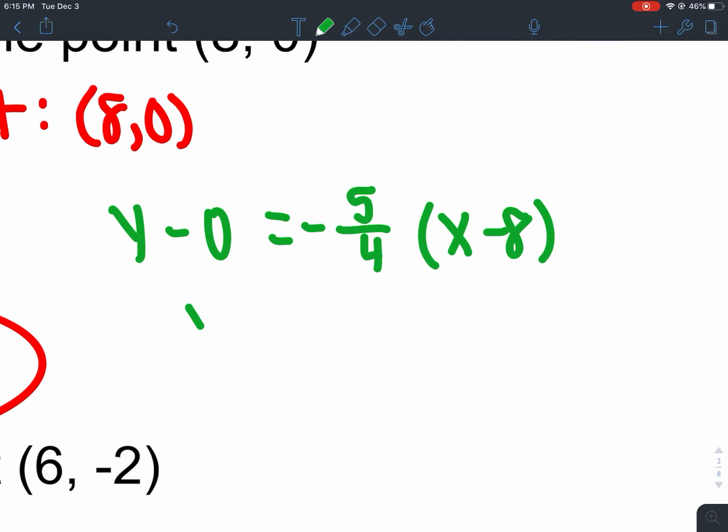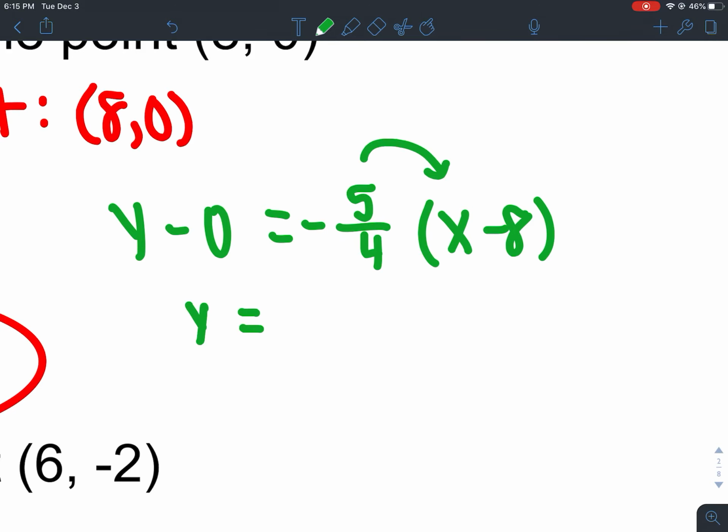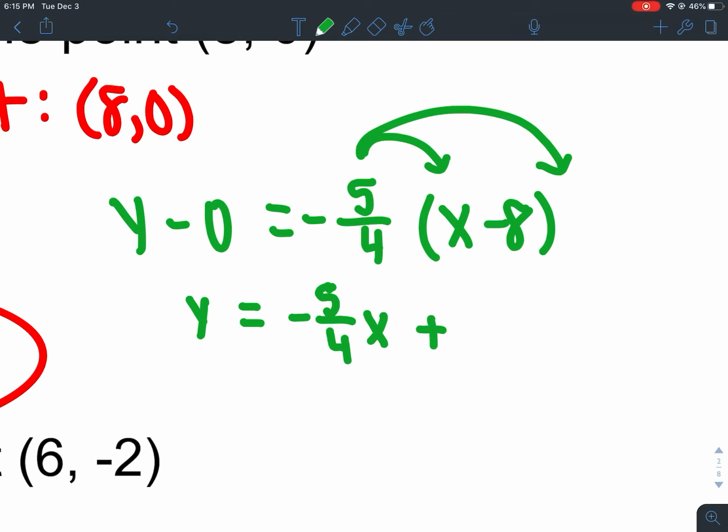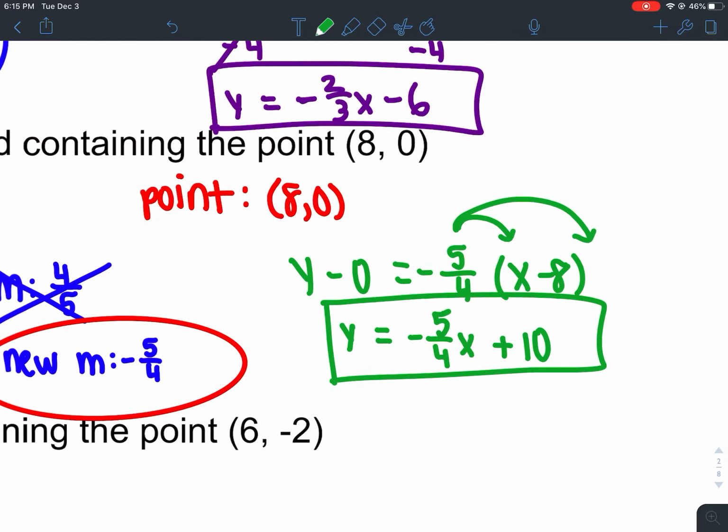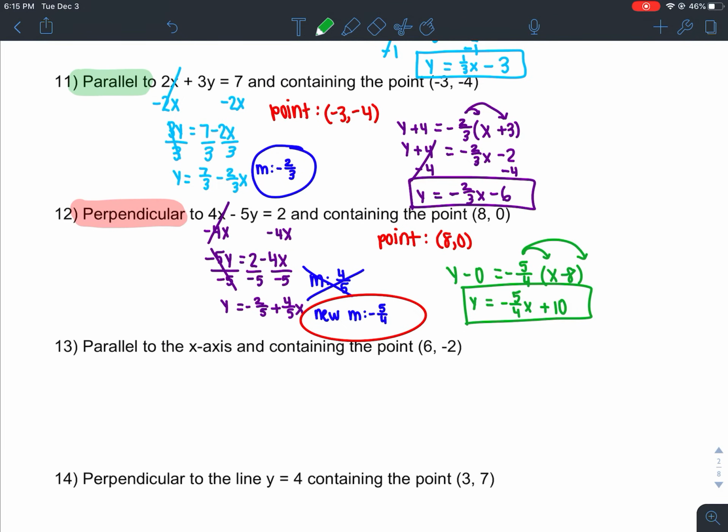Okay, well, y minus 0 is just y, right? So you just write y. -5/4 times x is -5/4 x. -5/4 times -8 is +10. And y is already by itself, so we are good. We're done here. I've created a perpendicular line.